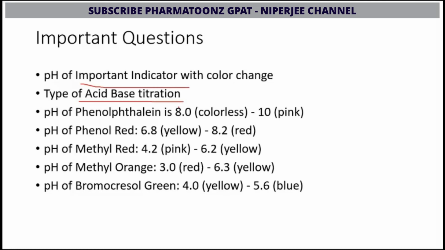Now, types of acid-base titration. As I said, various titrimetric curves are generally asked. One curve is given to you and you have to check whether it is a titration between weak acid and strong base, weak acid and weak base, or strong acid and strong base. Such curves are generally asked. And this is the pH of phenolphthalein: 8, that is colorless, and 10, that is pink. That means colorless under acidic conditions at 8, and pink under basic conditions at 10.